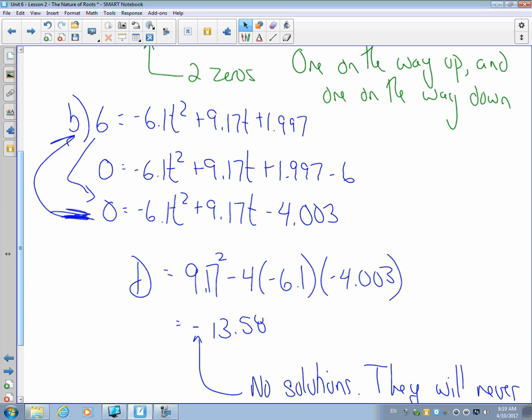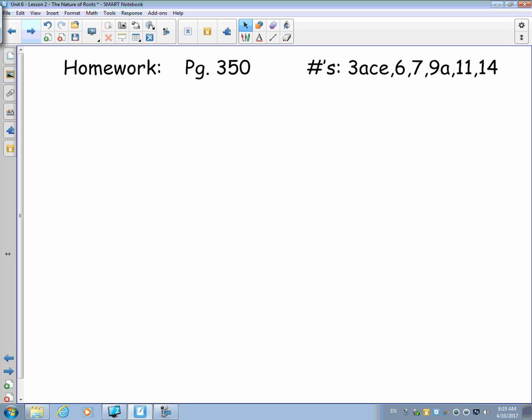So our objective today is figuring out how many solutions they have. Use the discriminant if it's in standard form, and in factored form, just look at and count your zeros. A little bit of problem solving here and there, some questions to try. If you're stuck, come see me, and then tomorrow we'll move on to the big thing, the quadratic formula.